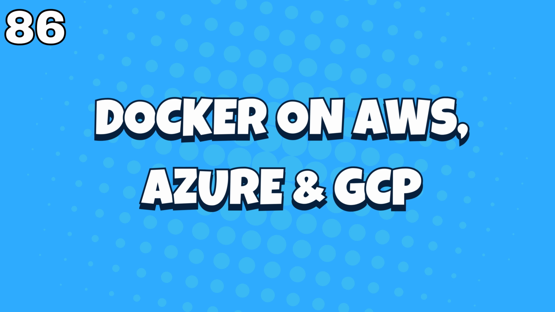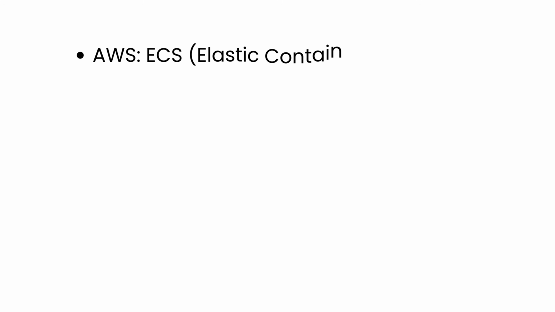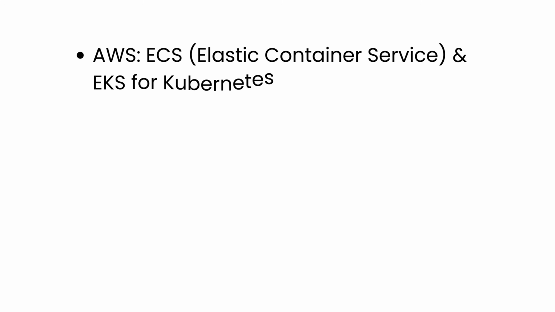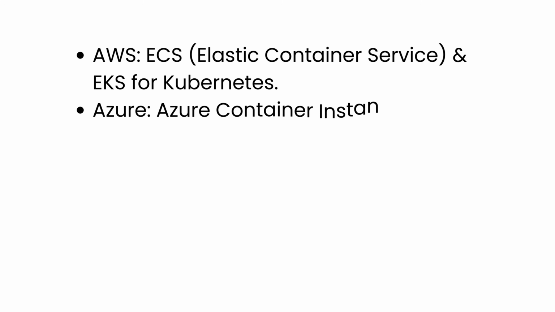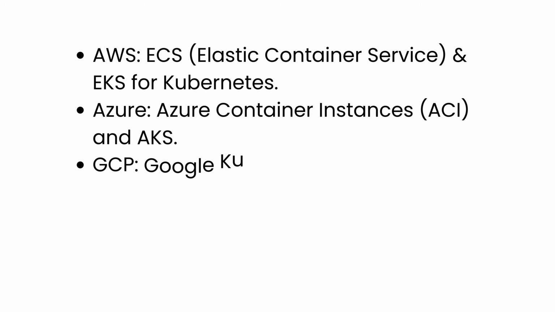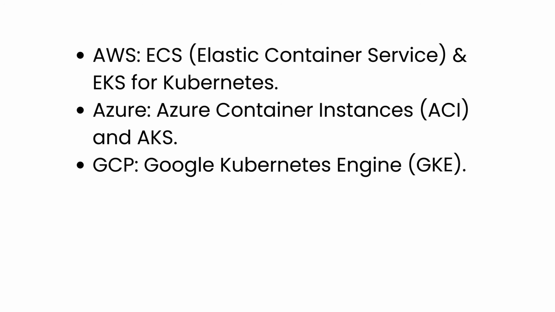Running Docker in the cloud isn't just about spinning up VMs and installing Docker. Each major provider offers specialized container services. Amazon has ECS, Elastic Container Service, and EKS for Kubernetes. Microsoft has Azure Container Instances, ACI, and AKS. And Google has GKE, Google Kubernetes Engine.